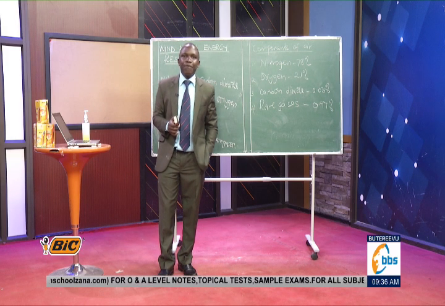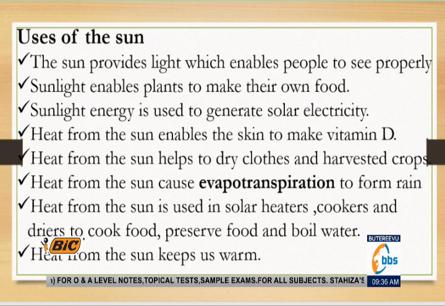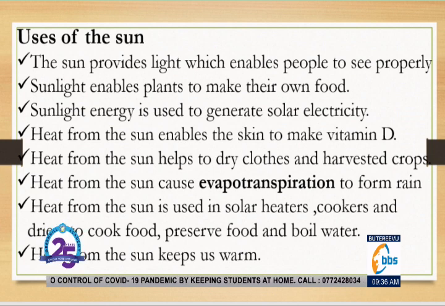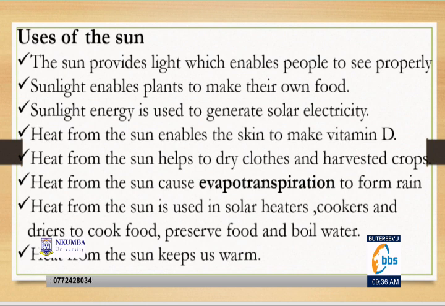And heat from the sun causes evapotranspiration to form rain. Of course, when I talk about evapotranspiration, those are two words: evaporation and transpiration. It causes evaporation and also causes transpiration to form rain. They always ask you to state the use of the sun during rain formation. The answer is there: heat from the sun causes evapotranspiration to form rain.